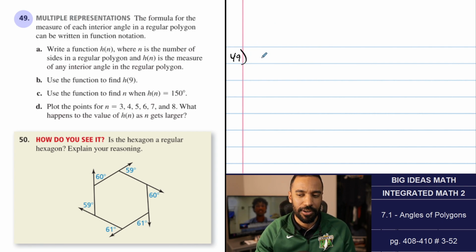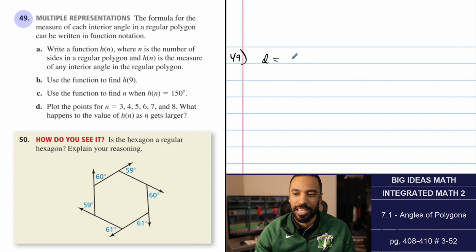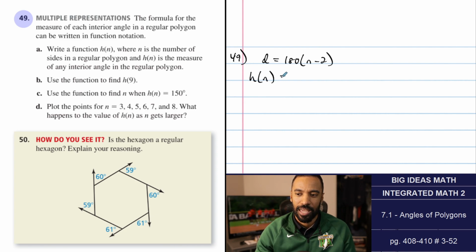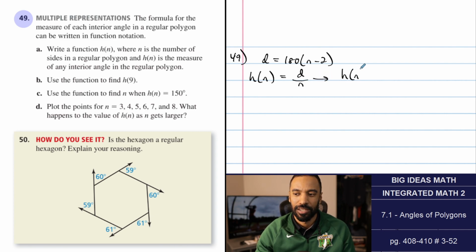So let's break this down in a couple ways here. n is the number of sides, all that stuff. So remember, I was calling it I before. So now it's h of n. Remember, d is 180 times n minus 2. However, h of n is taking your interior angle sum and dividing it by n, the number of sides. Therefore, h of n is 180 times n minus 2 all over n. That's one quick stop shop in doing all that.